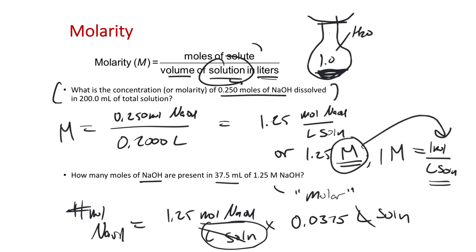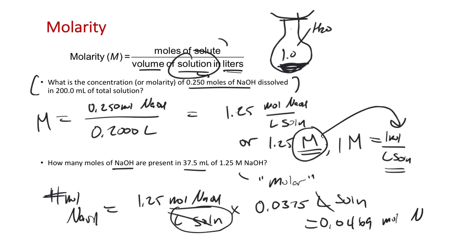To get the volume to cancel. So 1.25 times 0.0375 would be 0.0469 moles of sodium hydroxide are present in that 37.5 milliliters of that solution.